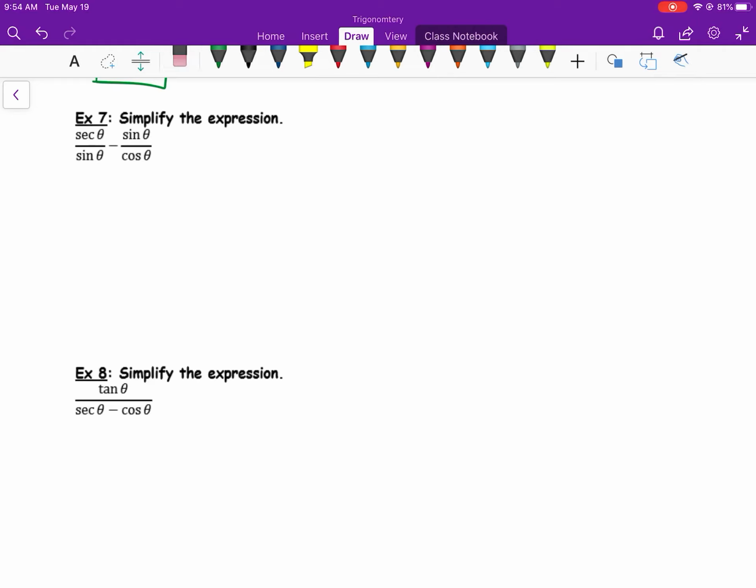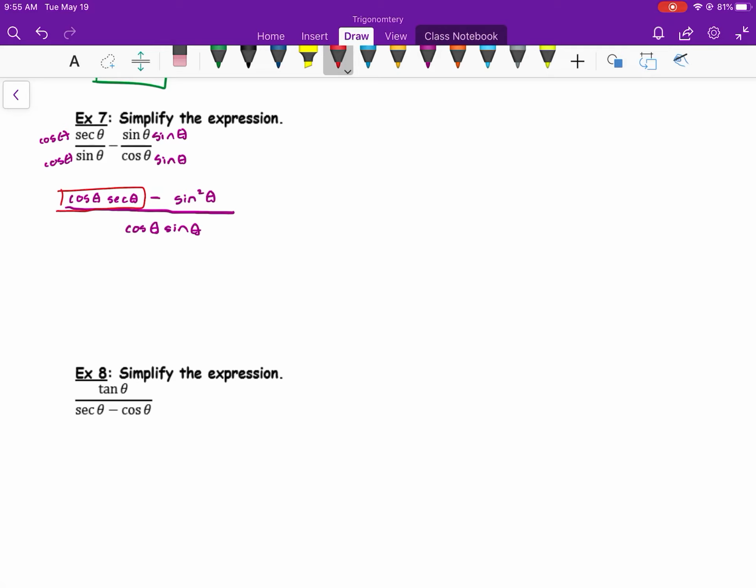So in our first new set of examples, example number 7, we have secant of theta divided by sine of theta minus sine theta over cosine of theta. The first thing I want to do is crush these two fractions into one complete one, so I need common denominators. Sine of theta on the right, top and bottom. Cosine of theta on the left, top and bottom. So I'm going to get cosine theta secant theta minus sine squared of theta over cosine theta sine of theta.